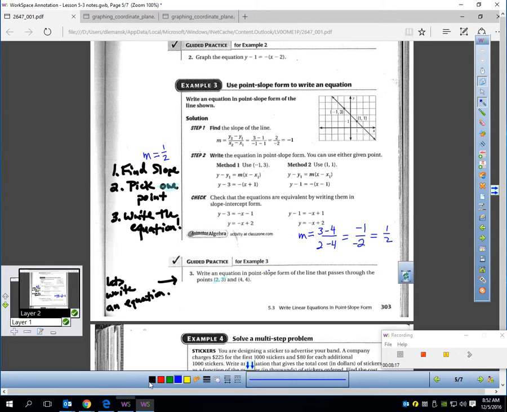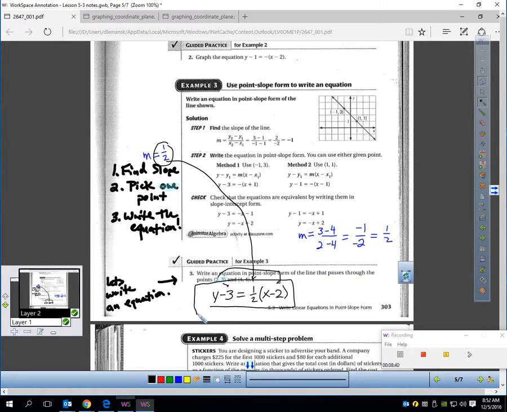Let me write my correct equation down here at the bottom in black. So y minus 3 would equal the slope of a half, x minus 2. All I did is I took my slope and I plugged it in for m, and I took 2, I plugged it in here, and 3 there. There's my final equation. These problems on a test could have 2 answers.